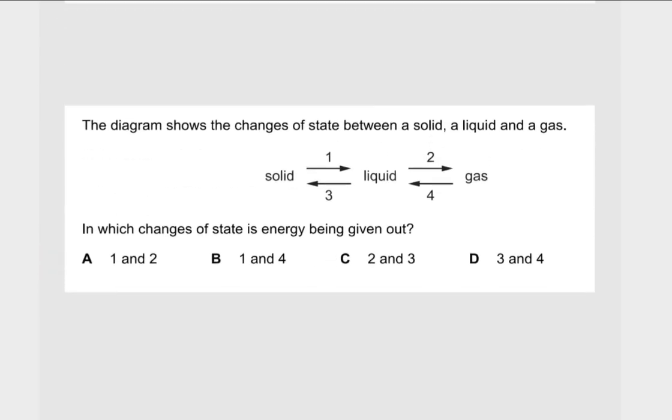The diagram shows the changes of state between a solid, a liquid and a gas. In which changes of state is energy being given out? So energy is being given out here as well as here, so 4 and 3.